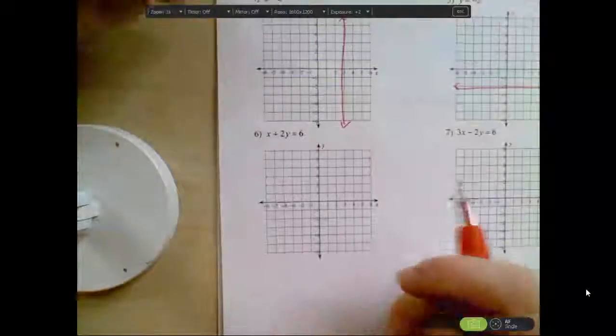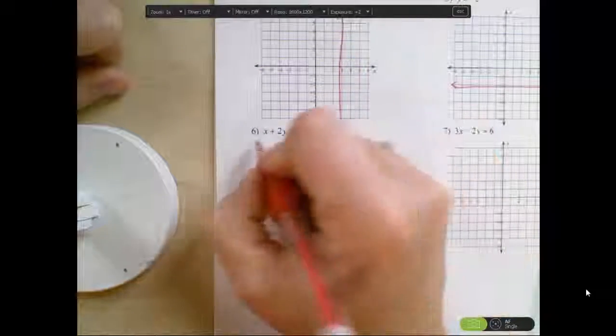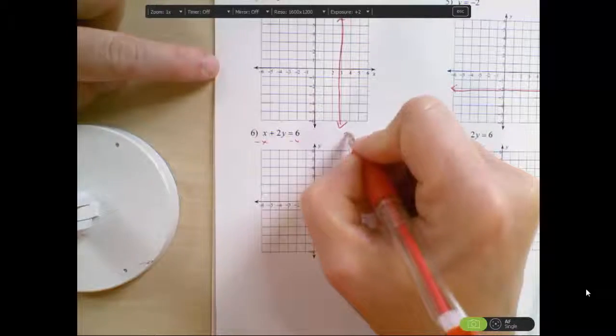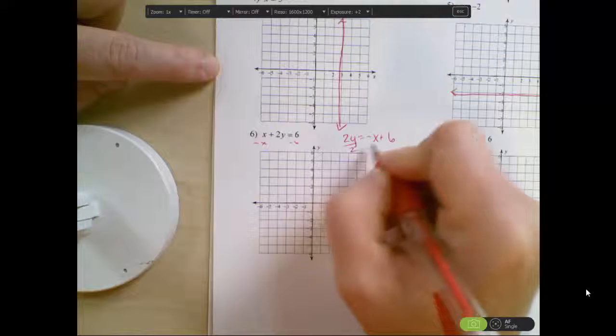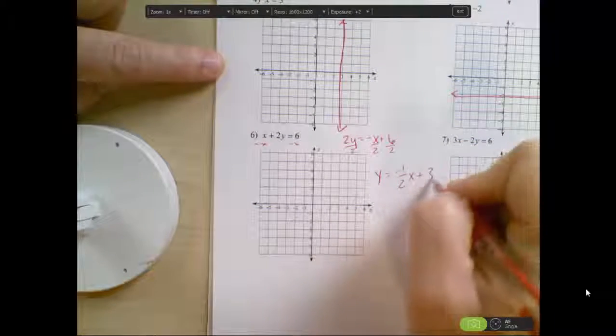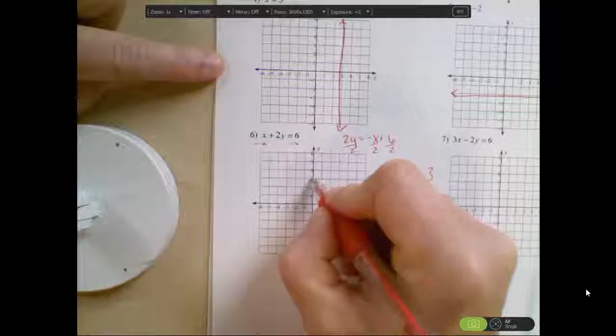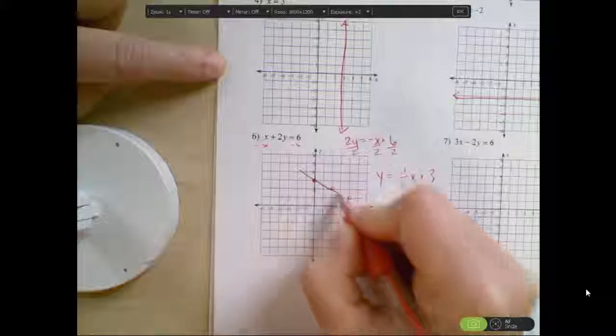And now down here we have to start solving for y because we're not in y equals mx plus b. So your first step is to minus x from both sides, which gives you 2y equals negative x plus 6. Divide by 2, divide by 2, divide by 2. Y equals negative 1/2 x plus 3. Start at 3, go down 1 over 2, and draw your line.